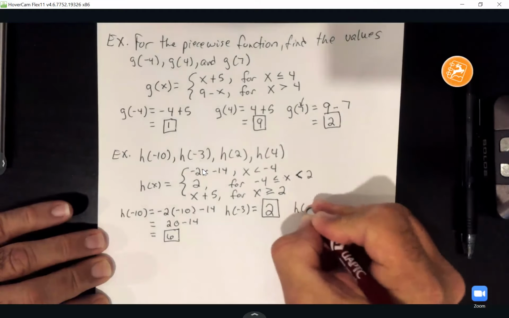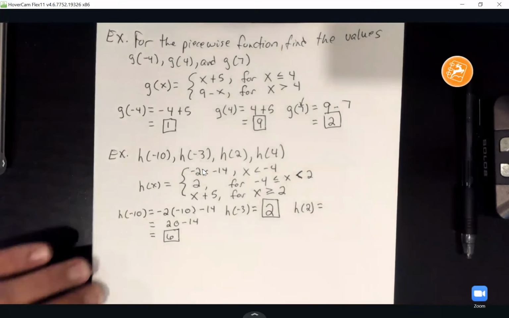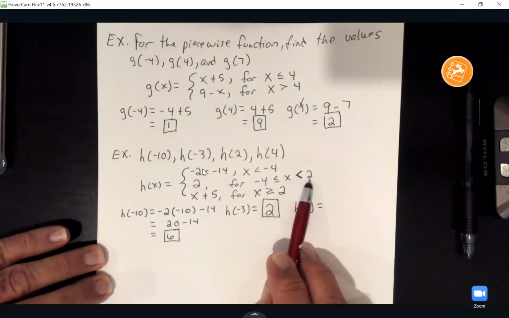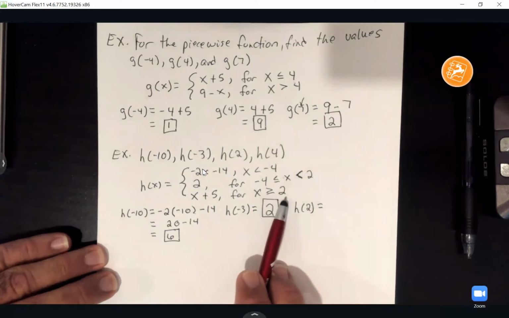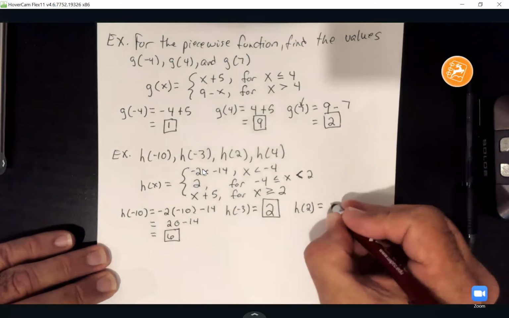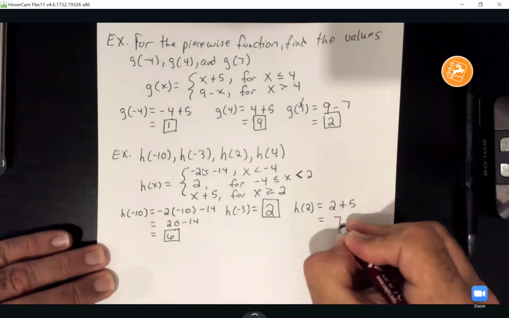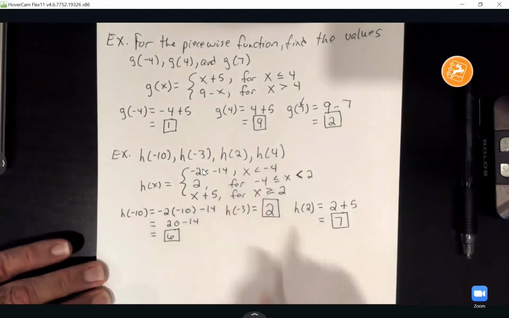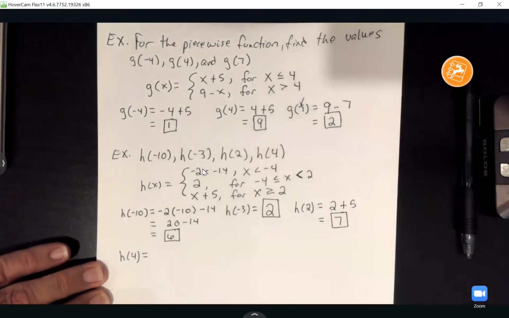All right, what was next? H of 2. Which equation? So let's see, here's the 2's. Now this one says it has to be less than 2. This one says you can be greater than or equal to 2, so that would be the last one, where we actually have a variable to plug into. So put our 2 in for the x, and we get 2 plus 5. And that gives me a positive 7. And then finally, y'all, we had an h of 4. First, second, or third equation?